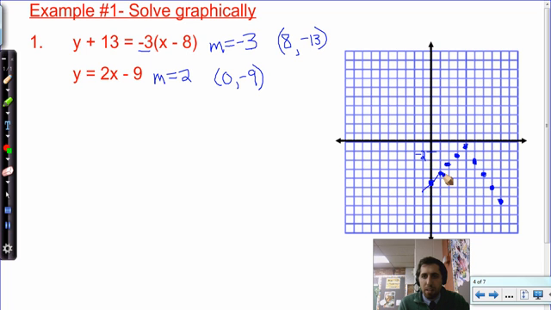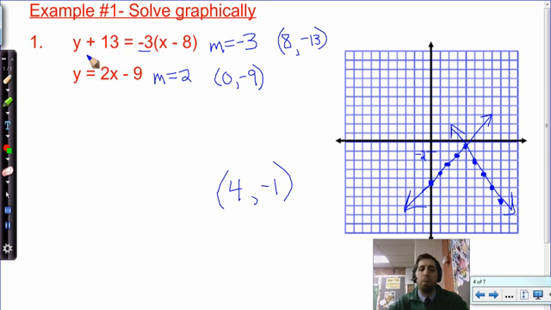And it looks like that's where they're going to cross. I'm going to double check that in just a second, but we can solve this graphically just by plotting some points of each equation and seeing what coordinate pair makes them both true at the same time. It looks like this is our point: 1, 2, 3, 4, negative 1. And I'm going to plug this in. If it is in fact the solution, then I can plug it into both equations and it would make them true. So let's see. If I put in 4 for x, is negative 1 equal to 2 times 4 minus 9?